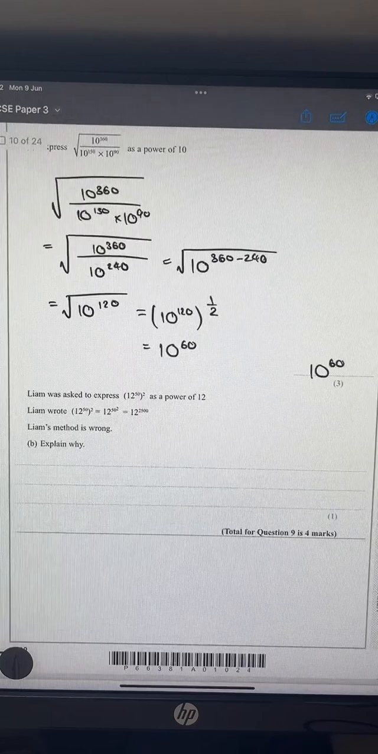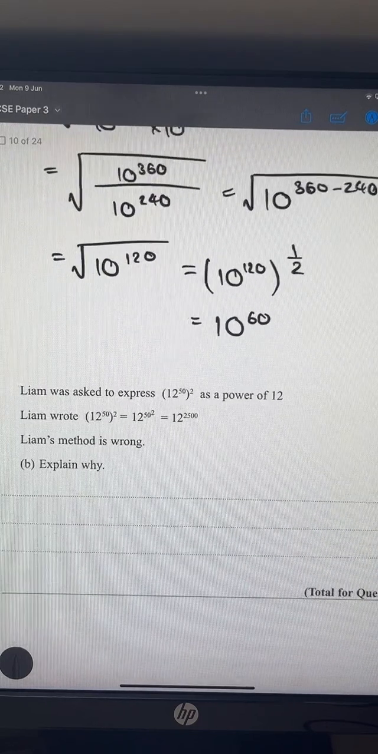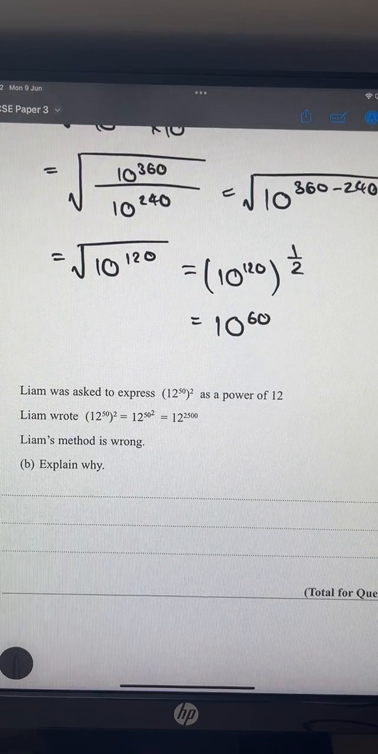So Liam was asked to express 12 to the 50 whole squared as a power of 12. Liam wrote this, so this is his working and it's wrong. Let's explain why. Imagine you are seeing this question and think what you would do and see where he messes up. He is raising this 50 to the 2. This 2 is just slightly above the 50. And then he's doing 50 squared, which is 2,500. Well, we know that's wrong.